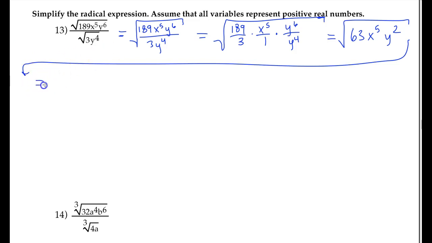we can now take this and split this up as the square root of 63 times the square root of x to the 5th times the square root of y squared. Okay. Now, for the square root of 63, we know that 63 is just 9 times 7. So we could break up the square root of 63 as just the square root of 9 times the square root of 7.